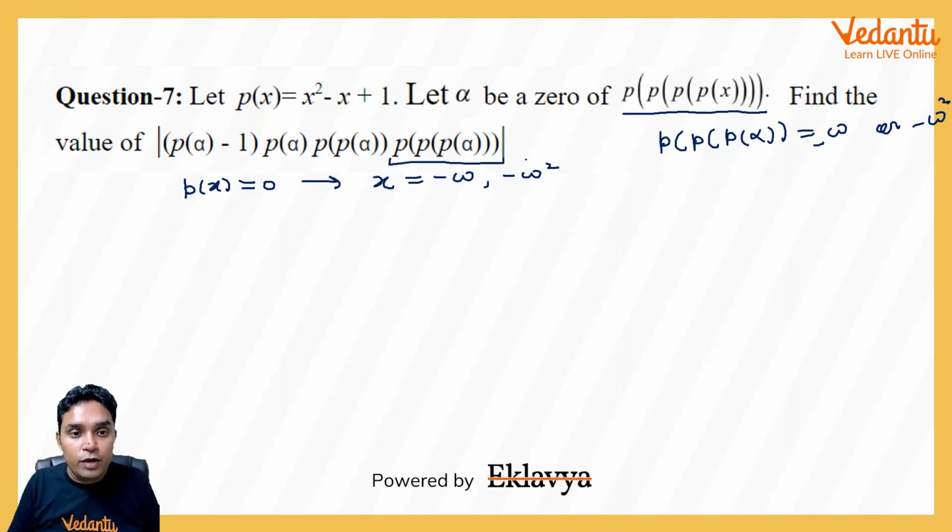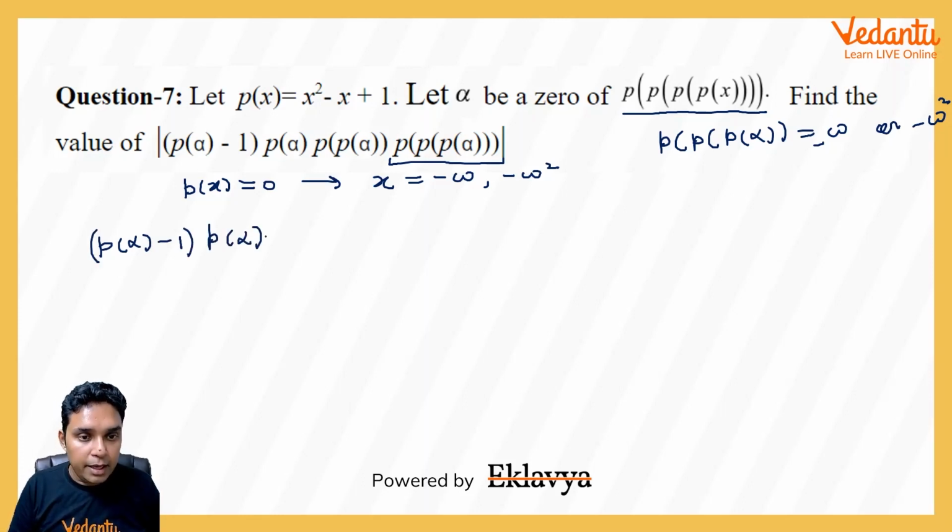Please listen carefully. Once again, I should say a very smart trick will make this question easy. Please see how. This p of alpha minus 1 into p of alpha, if I take this as my initial calculation, I can write this as alpha square minus alpha, because 1 will be cancelled, and p of alpha I can write as alpha square minus alpha plus 1.